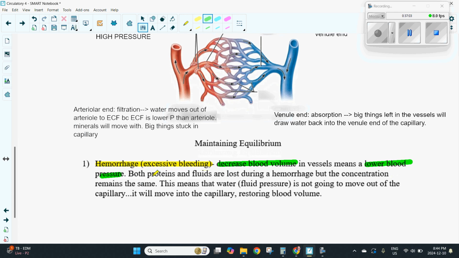So both proteins and fluids are lost during a hemorrhage, but the concentration of water to protein and fluids is the same. So this means that water or fluid is not going to move out of the capillary bed. So what's going to happen is it's going to move into the capillary bed, restoring blood volume, or trying to.